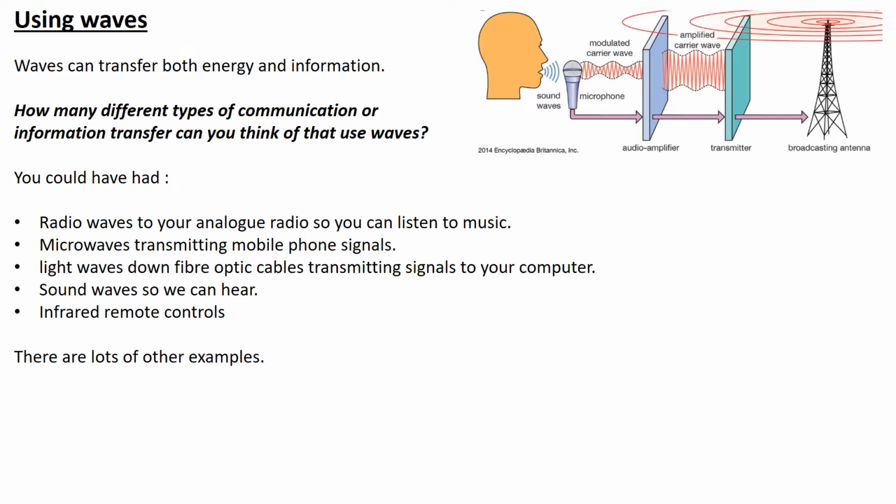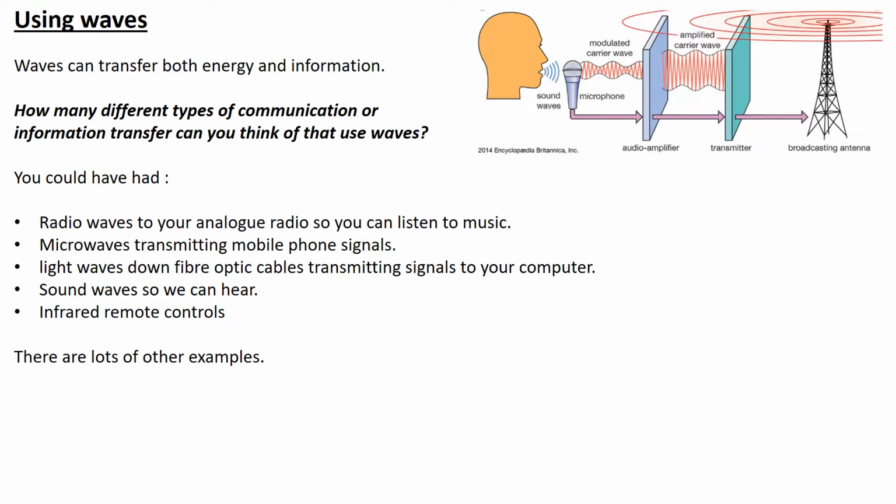we talk about these transmitting mobile phone signals, but remember these are exactly the same microwaves as we use for heating food. Light waves down a fibre optic cable. That is lovely. That's how a lot of us get our broadband into our homes. Those light waves down fibre optic cables are also in those lovely Christmas trees that change colours. Then sound waves so that we can hear, and infrared radiation in remote controls.